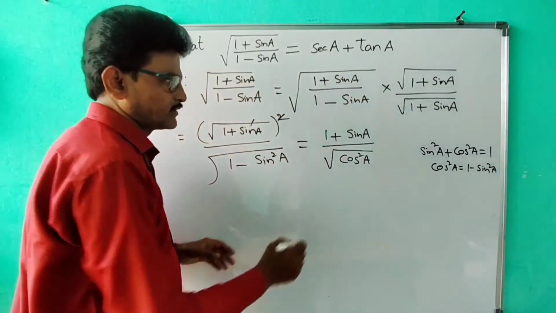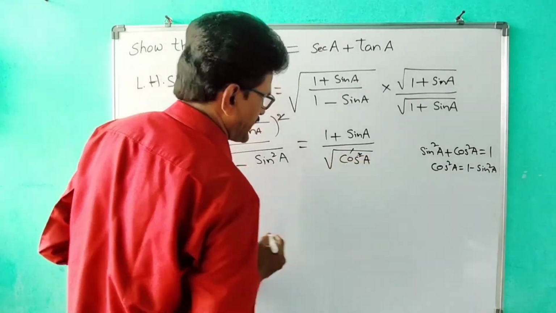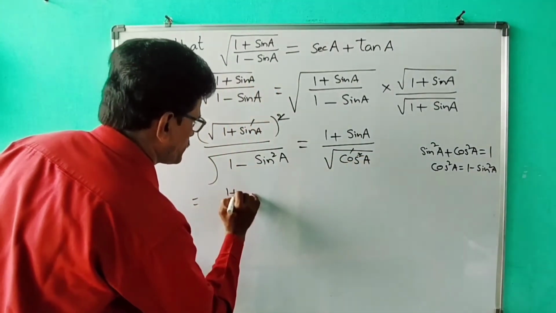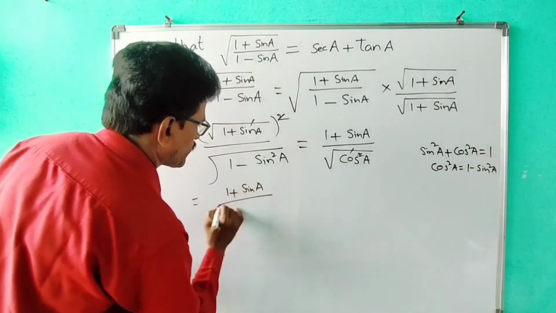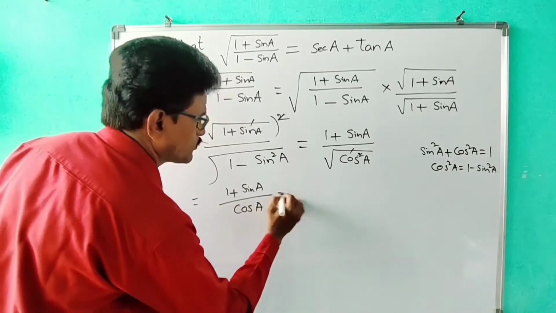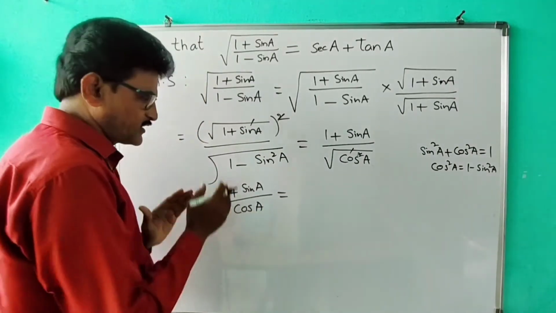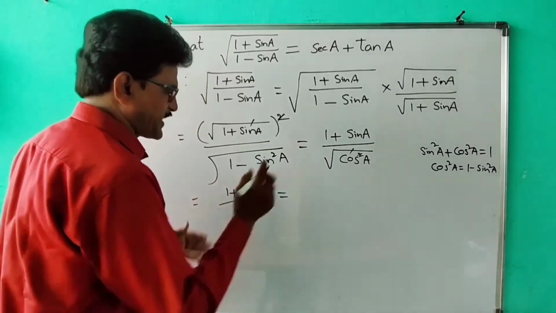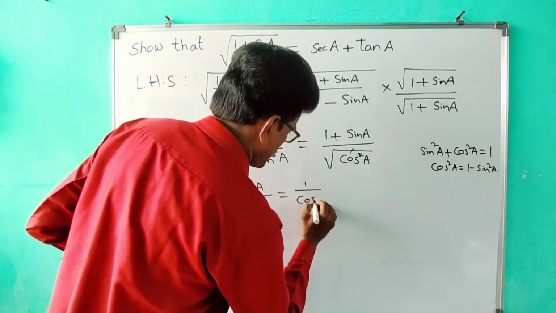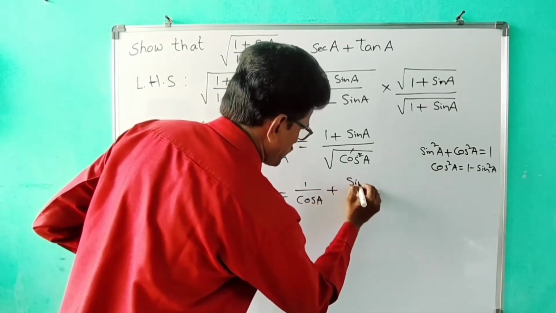I'm substituting like that. Here also the square root cancels. So you are getting (1 plus sin A) by cos A simply. Now we will separate this as two terms: 1 by cos A, one term, plus sin A by cos A, second term.